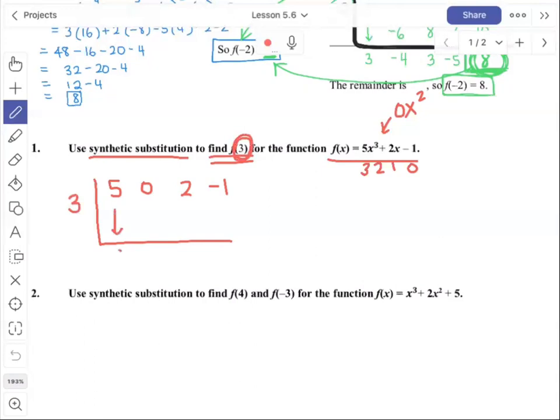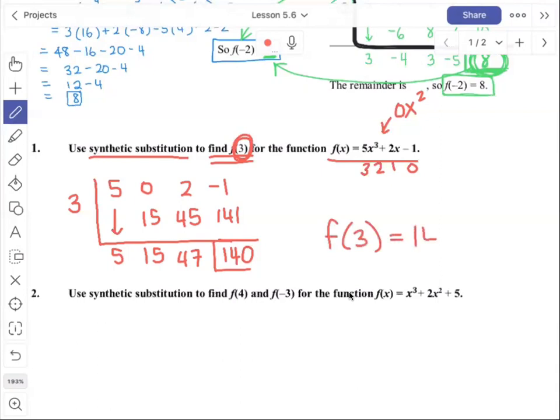Okay, drop it down, multiply, add, multiply, add, multiply, and add. And that is our remainder. So what that means is f of 3 is equal to that number, 140. And that's it.